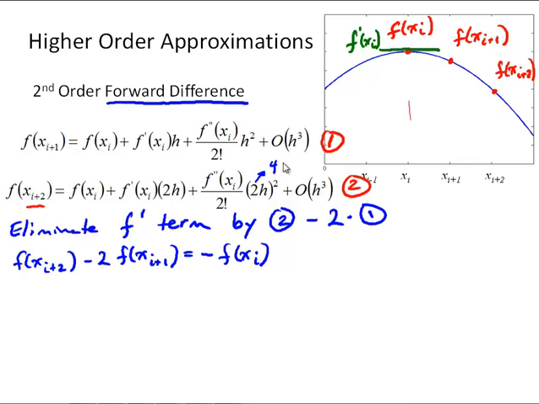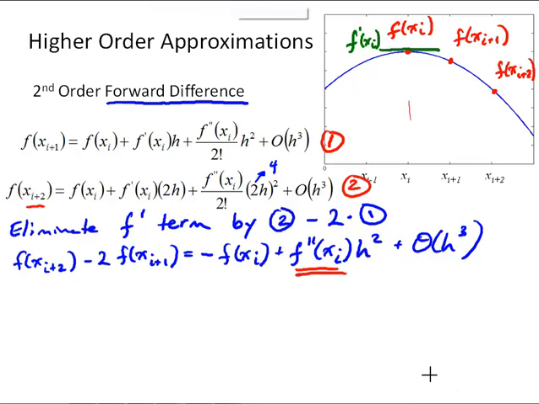is a 4 over 2 factorial minus a 2 over 2 factorial, or 2 minus 1, and we're just going to have plus f double prime of xi times h squared plus terms order h cubed and higher. And what I'm going to do with this term is solve now for f double prime, and we'll plug that back into our first term and solve for f prime.